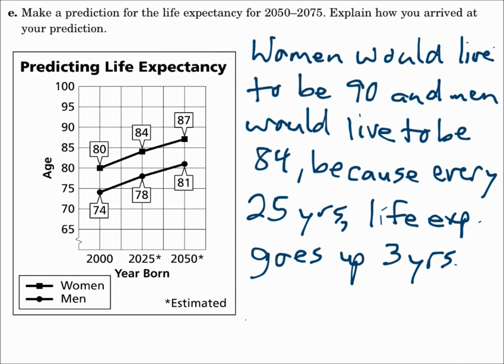E. Make a prediction for the life expectancy for 2050 to 2075 and explain how you arrived at your prediction. Well, women would probably live to be 90 and men would probably live to be 84 because at that time, every 25 years, the life expectancy goes up about 3 years, if it keeps with the trend from the section before.